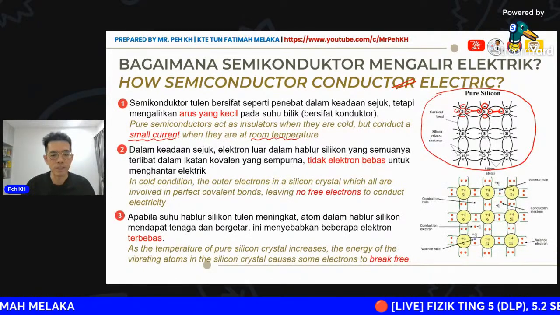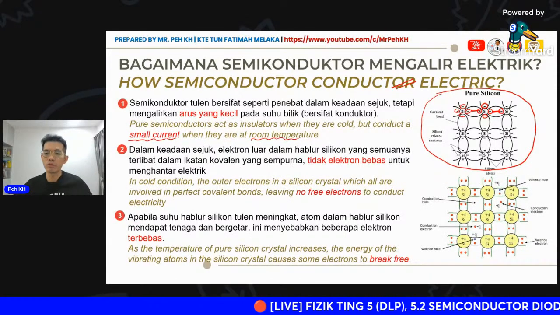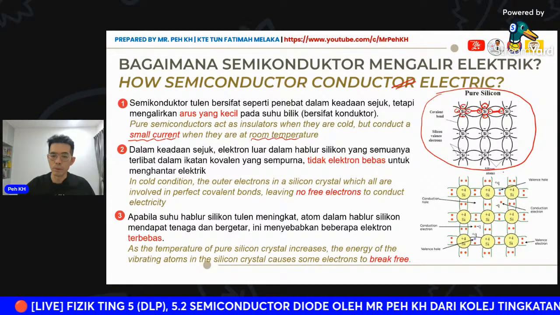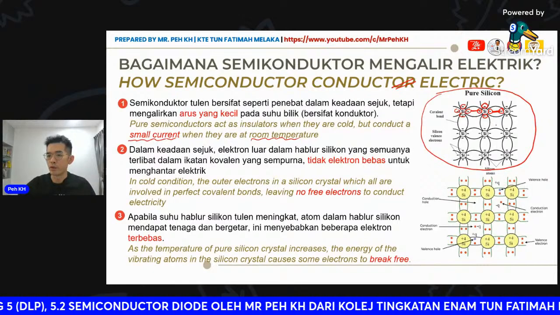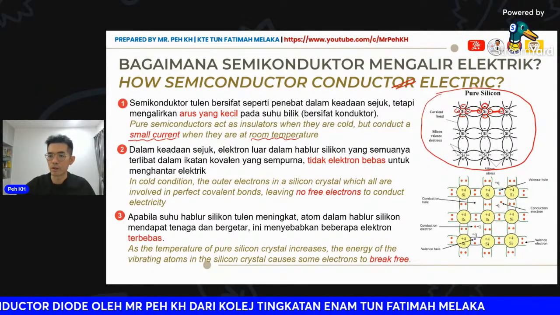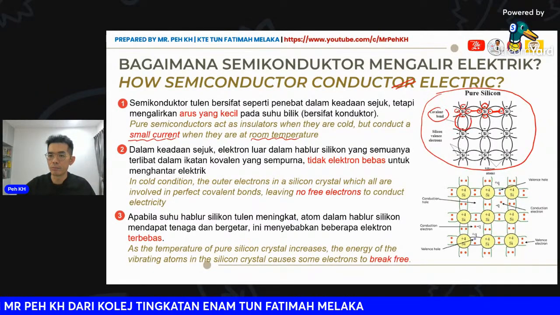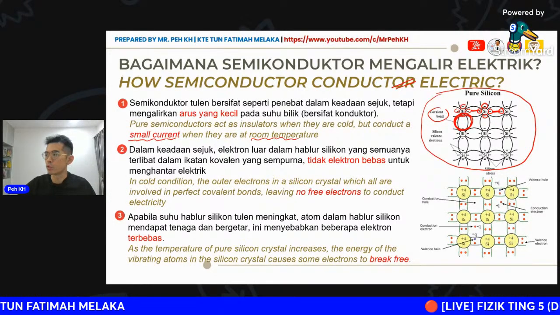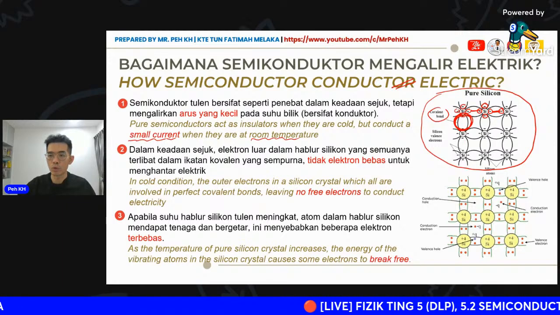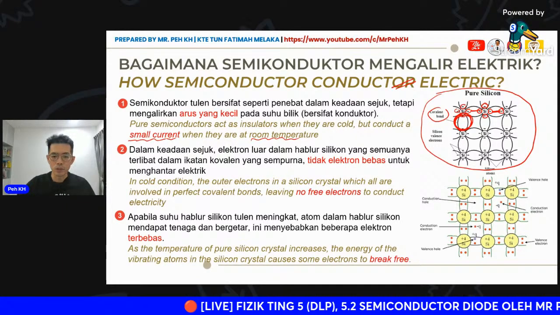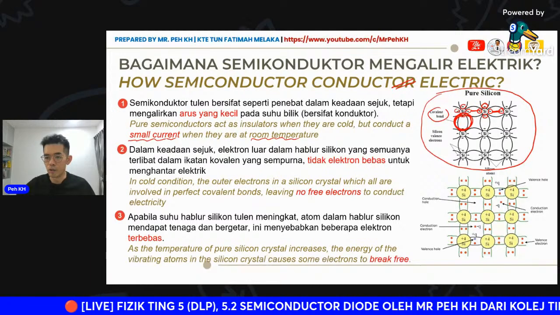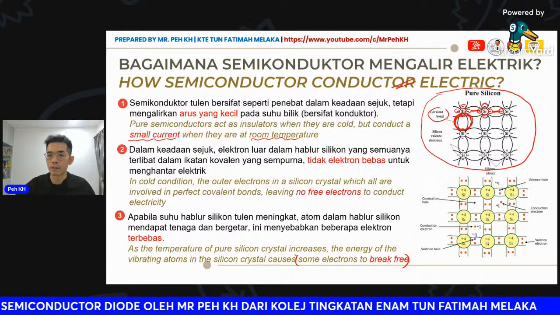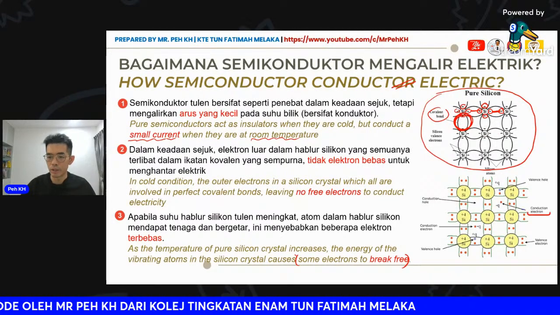But as the temperature increases, the energy is gained by the electrons, which are then able to break free from the covalent bond. This is a covalent bond, bonded between 2 valence electrons, between 2 atoms of silicon. From this figure, you can see that some of the electrons break free from the covalent bond.